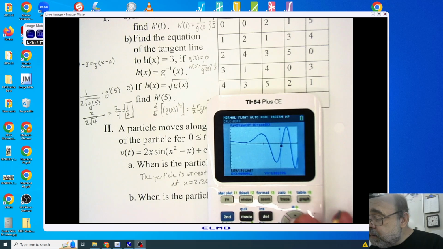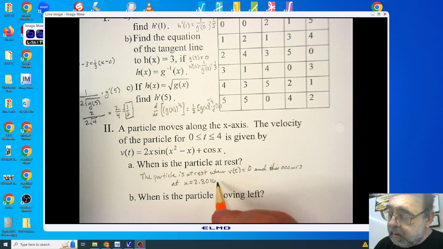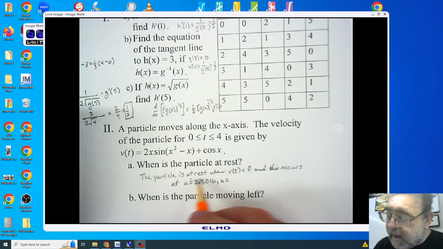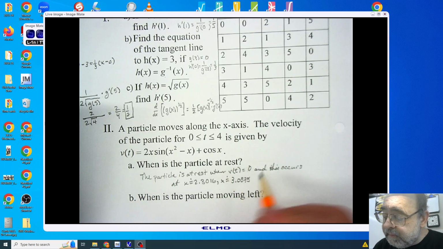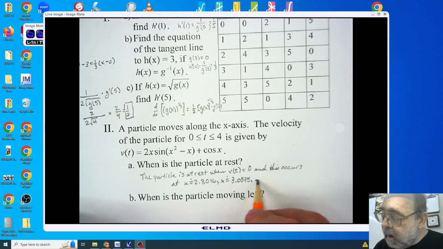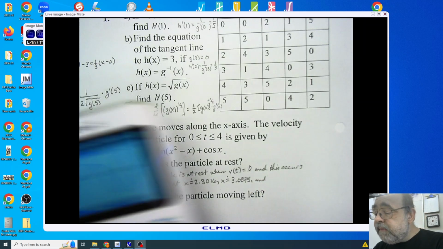So second trace, find my 0, left, right, and we now have 3.0875, comma, x equals, and these are approximate values since I have rounded them, 3.0875, and now I'm going to find that last one.